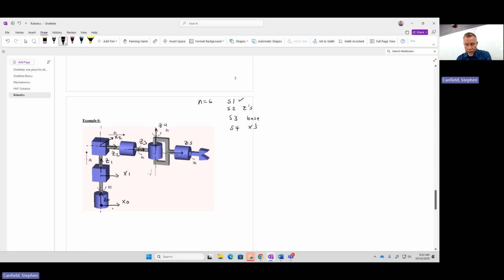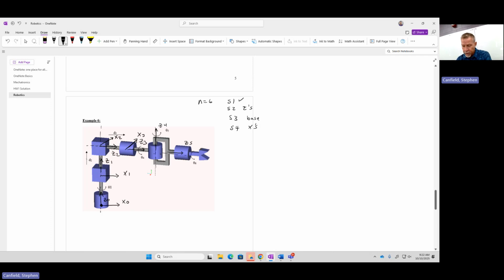All right, next I have the common normal between Z2 and Z3. They're collinear, so I can stick them wherever I want. So I'm just going to have it be here at the center of this guy. I can put it wherever I want. So that would be my X3, and it's parallel with X2.